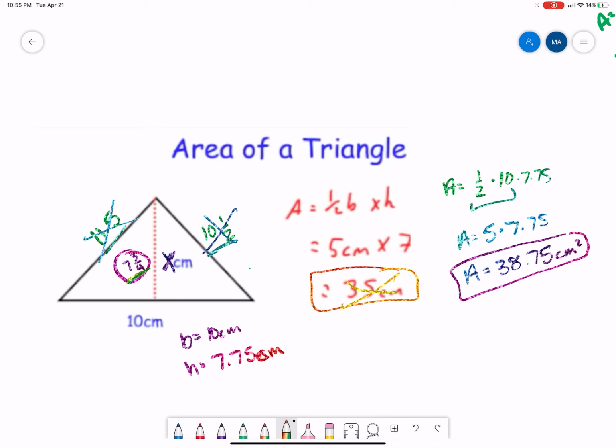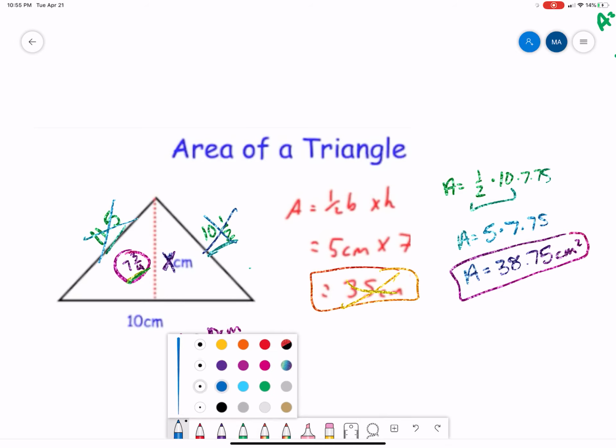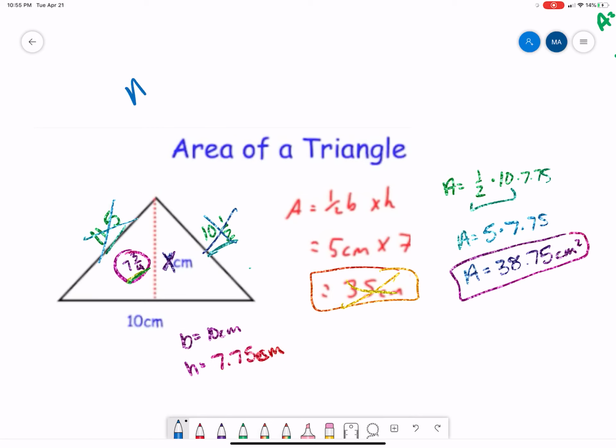So that's one way. Now, if I do the other way, let's do something a little nicer. Area equals base times height divided by 2. You're going to hear me say that for a long time. Area of a triangle is base times height divided by 2. So then I take 10 times 7.75 divided by 2.